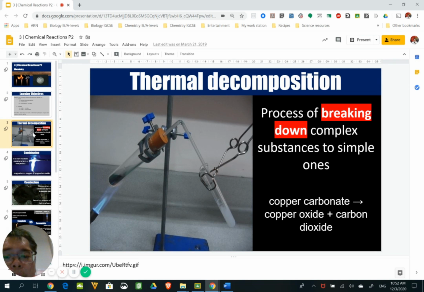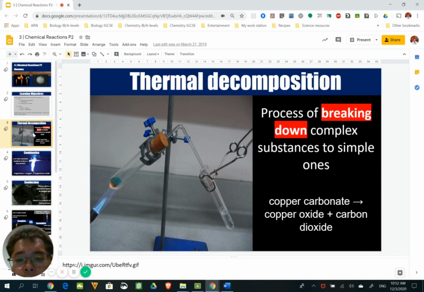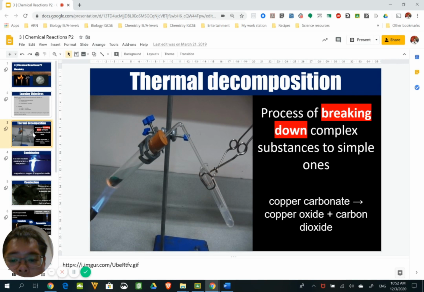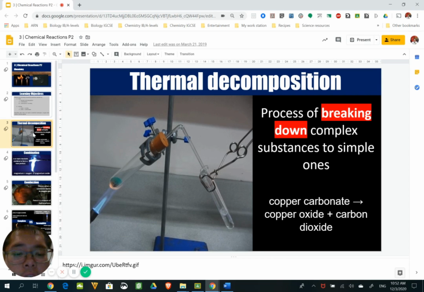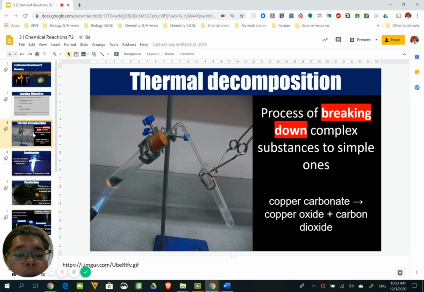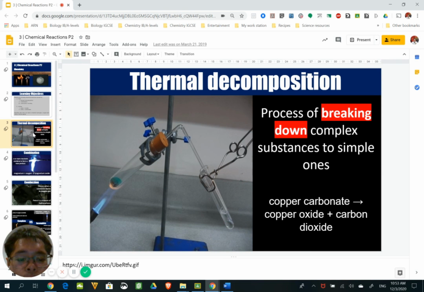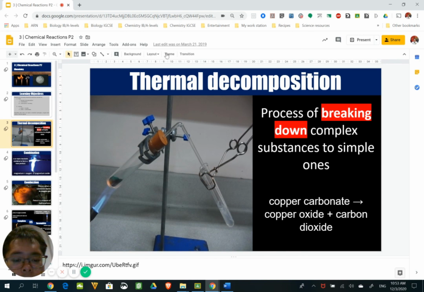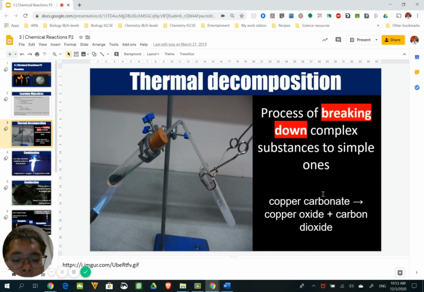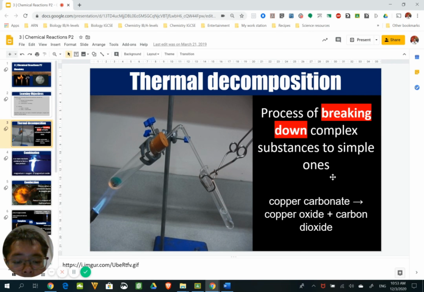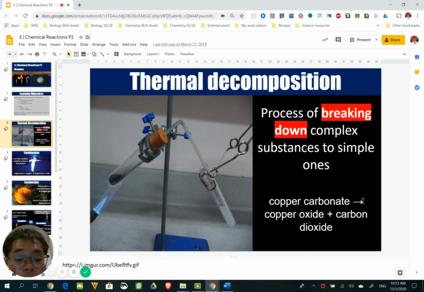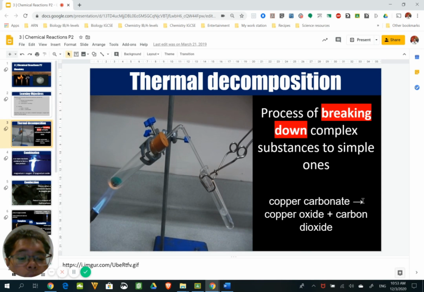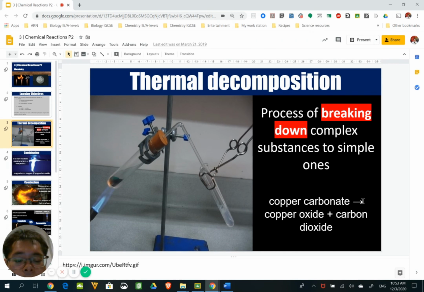Now, the first reaction that we're going to do here is thermal decomposition. So basically from the name itself, thermal is heat. Decomposition here means break down. It is the process of breaking down complex substances to simple ones. So basically, if you have something like a copper carbonate, now copper carbonate is only just one reactant followed by the arrow. So in this case, if we are going to write it, we can say copper carbonate breaks down into copper oxide and carbon dioxide.